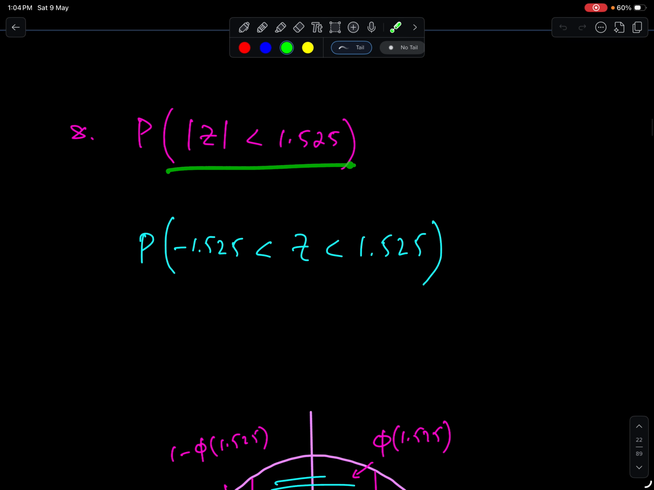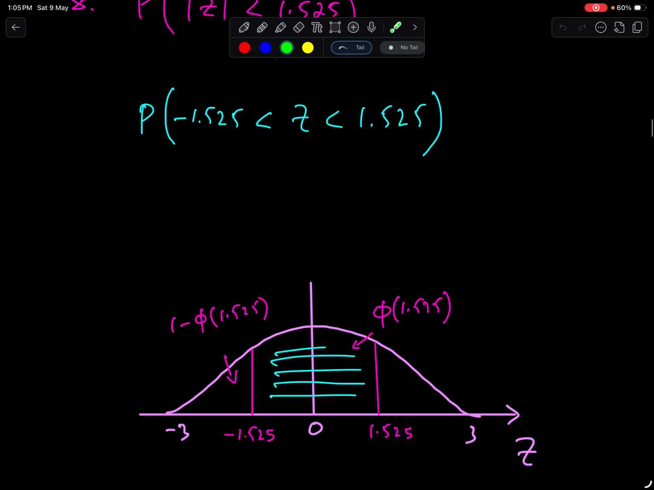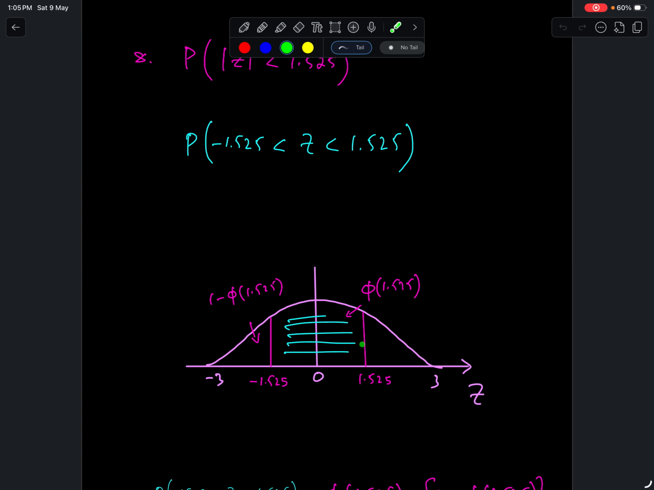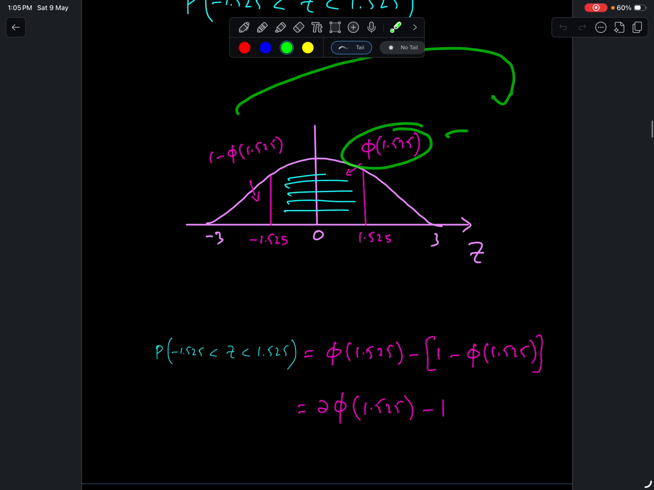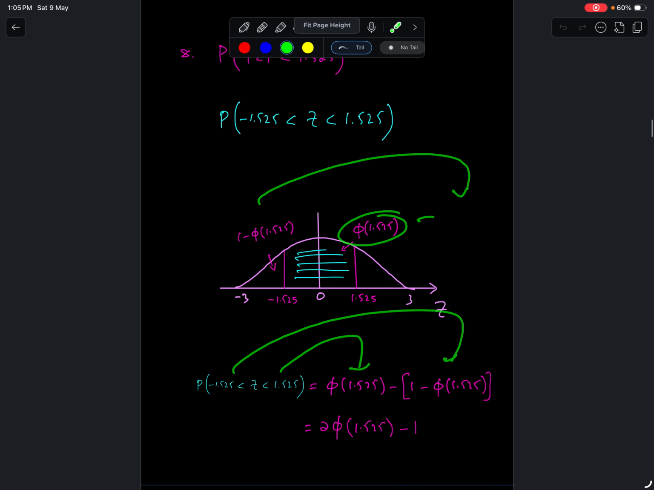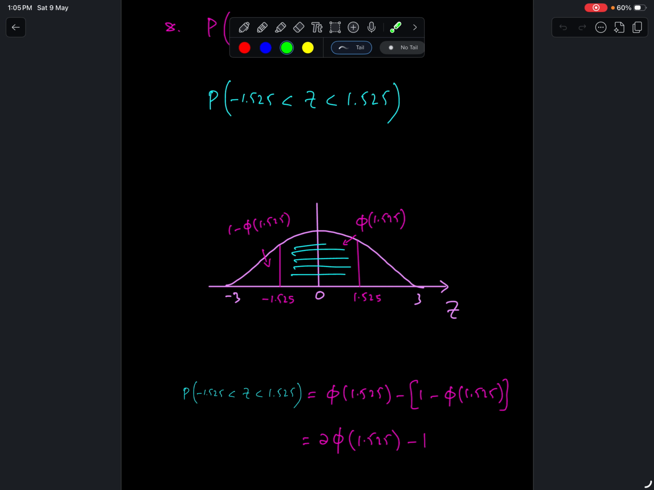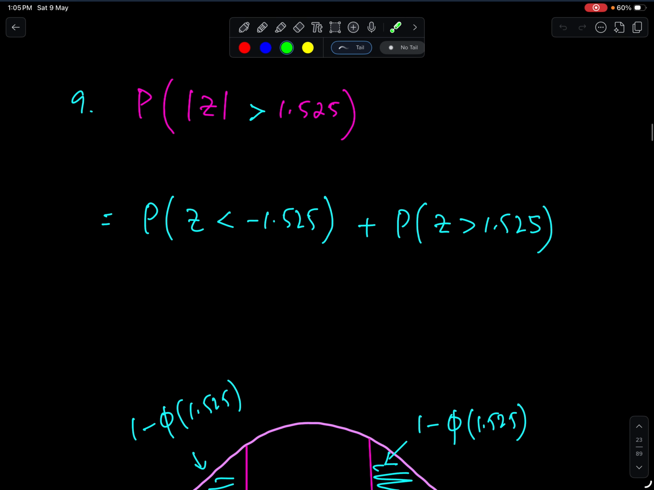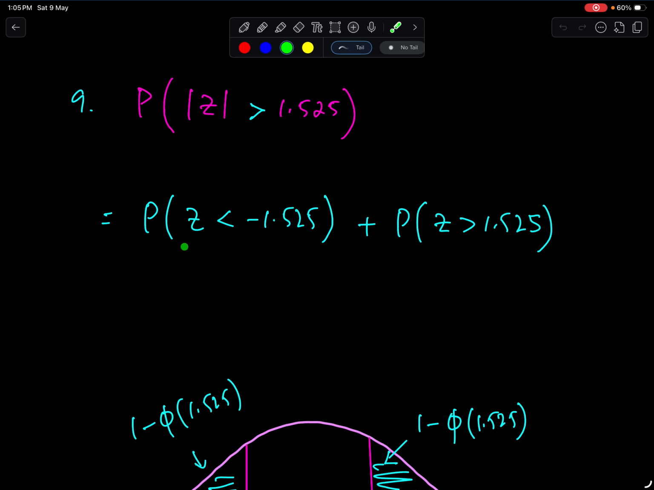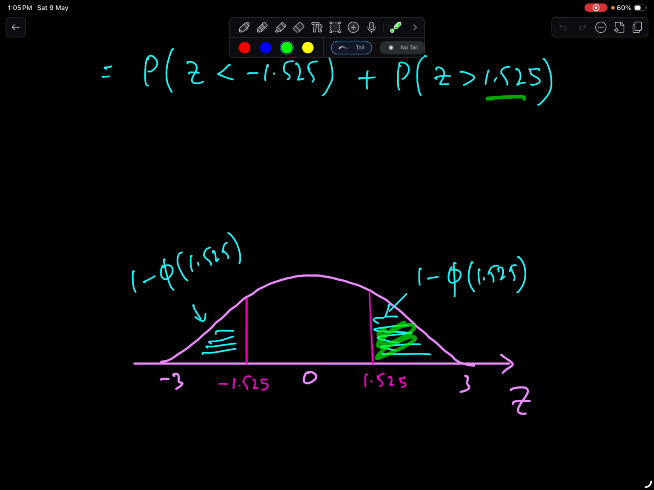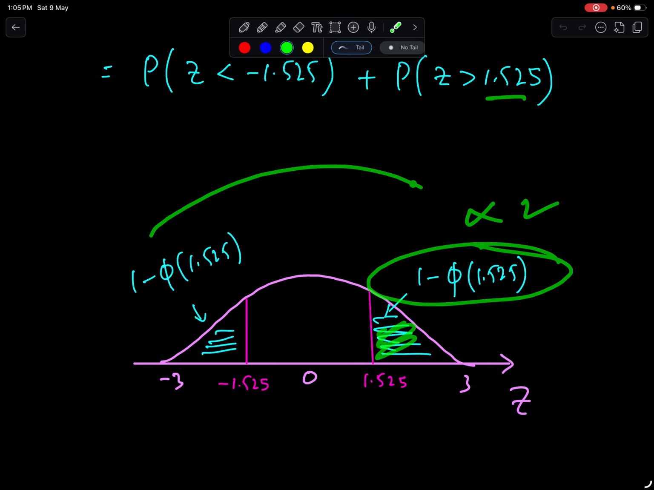So what if we have this, then write in this way, z lies between this number and this number. So phi of this, 1 minus phi of this, minus this result. If we have a greater sign, then write in this way: z less than this, negative, and z greater than this, positive. Now just get this area, 1 minus phi, and double it, because both are same.